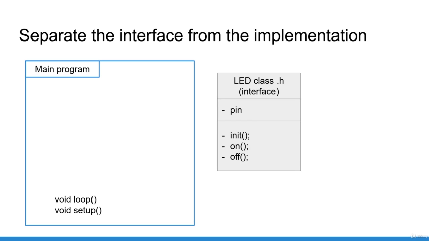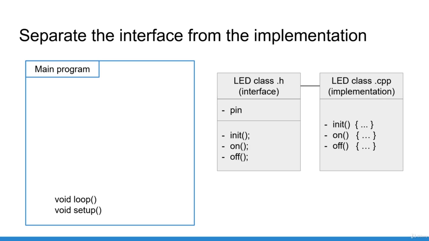And then we are going to create a .cpp file, which will contain the implementation. This file will implement the code inside the different methods of the class. So you will have the implementation with all the code and the logic, and you will have the interface file, which just contains the interface. It just contains the information you need to be able to use the class.